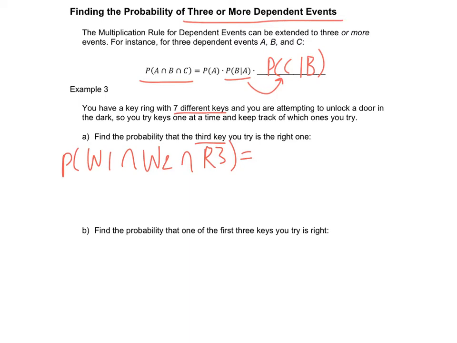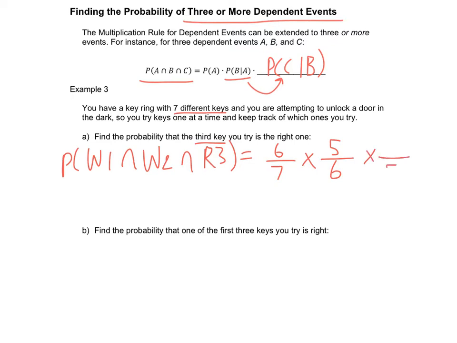All right, so the probability that the first one is wrong, well, there's one correct one out of 7, which means there's 6 incorrect ones out of 7, so 6/7. And now for the next draw, there's only 6 keys remaining, 5 of which are still incorrect, so times 5/6. So that would be the probability that you get 2 straight incorrect, but then the third one needs to be correct for this probability.